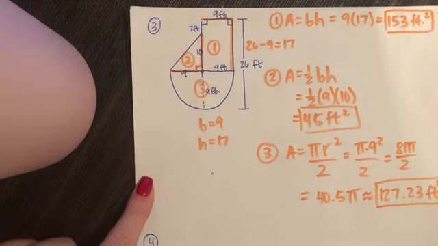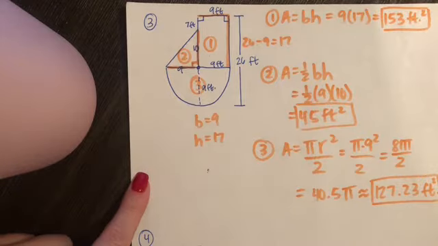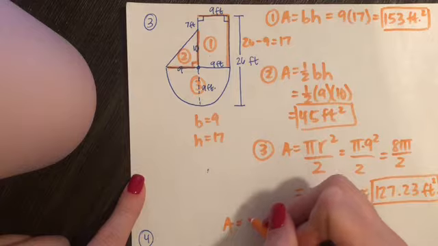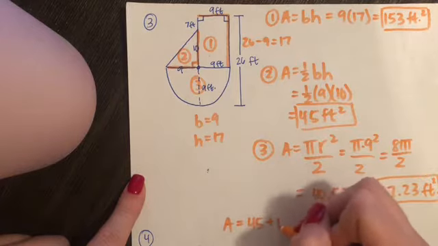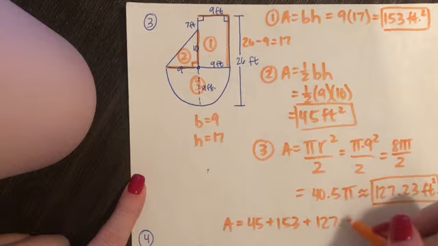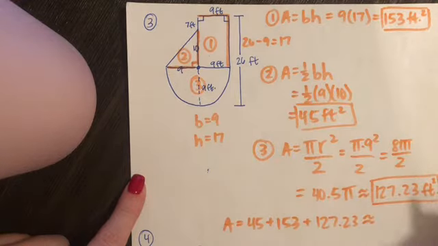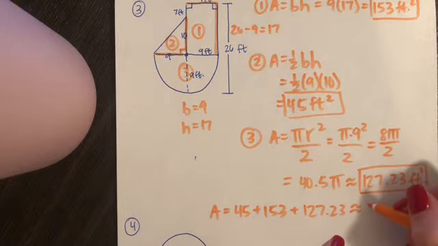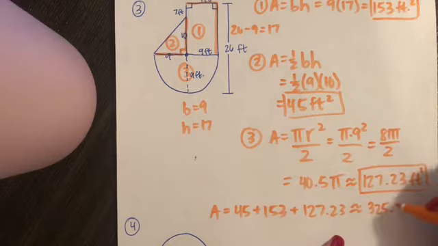All right. Last thing I need to do is find the sum of all of these areas. So 45 plus 153 plus 127.23, and I'm going to put an approximation because technically this is a rounded answer. And that gives us a grand total of 325.23 feet squared.